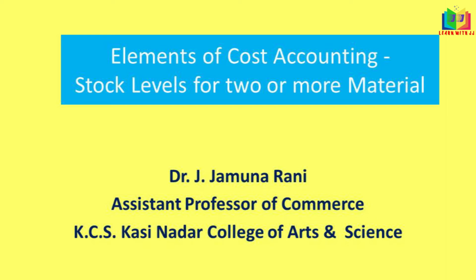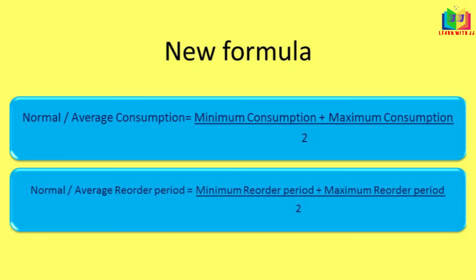Hello viewers, in this video we'll see stock levels for two or more materials. Before we go into the problem, we'll see two formulas which are used in these problems. The first one is normal or average consumption. This is nothing but minimum consumption plus maximum consumption divided by 2.